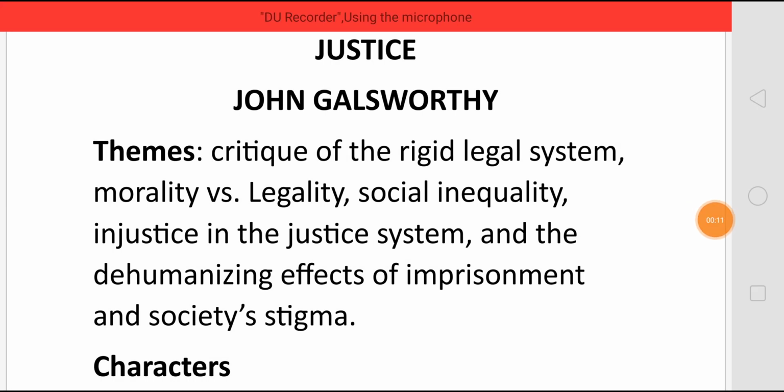The important themes of this play are the critique of the rigid legal system, that is, the legal system is partial towards the rich people and only the poor get punished, morality versus legality, social inequality, injustice in the justice system, and the dehumanizing effects of imprisonment and society's stigma. That is, when you go to jail, how you are being cornered and how much you are suffering mentally. Physical suffering is different, but how the people who are going to prison are also mentally suffering is shown here in this play.